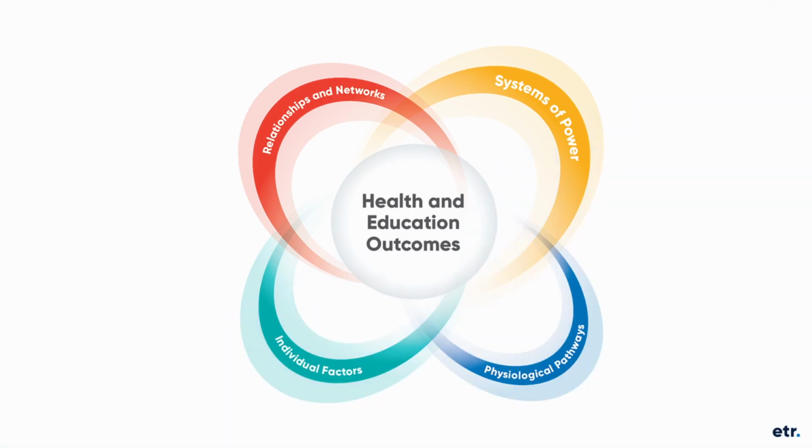Each of the 4 spheres of influence, systems of power, relationships and networks, individual factors, and physiological pathways, overlap and interact to create health outcomes, each with the opportunity to contribute towards increasing health equity or perpetuating health inequities.